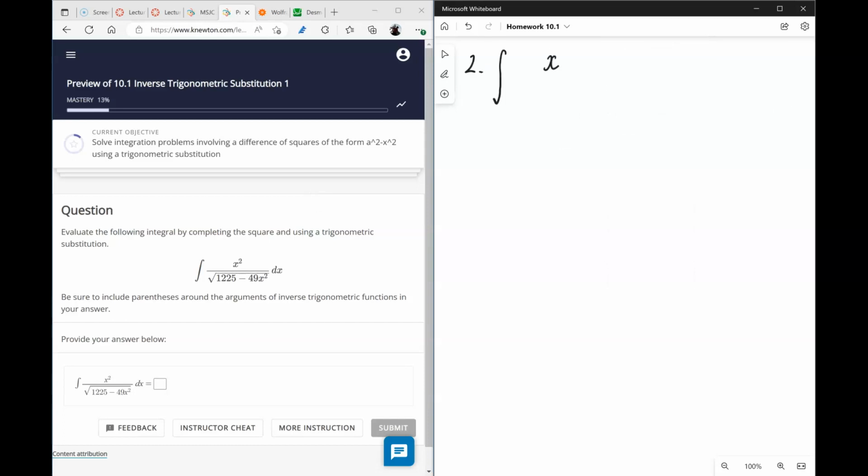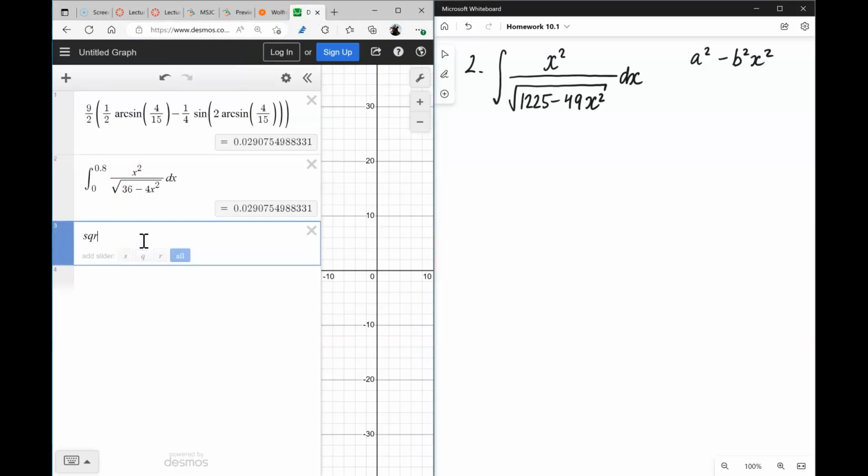but this time we have an indefinite integral. So what you do want to notice here is, just like before, you want to take advantage of this pattern. You have to notice that 1225 is 35 squared, and 49 is 7 squared. So the following substitution should take care of this pattern.